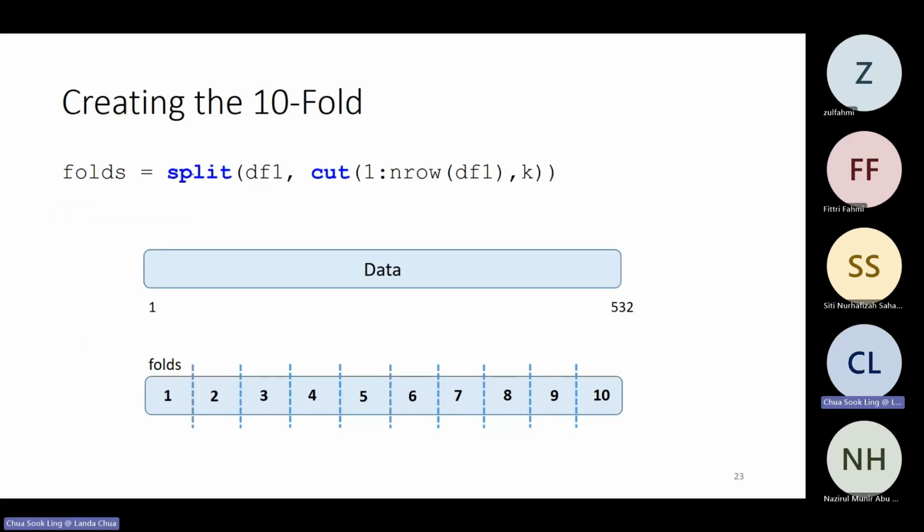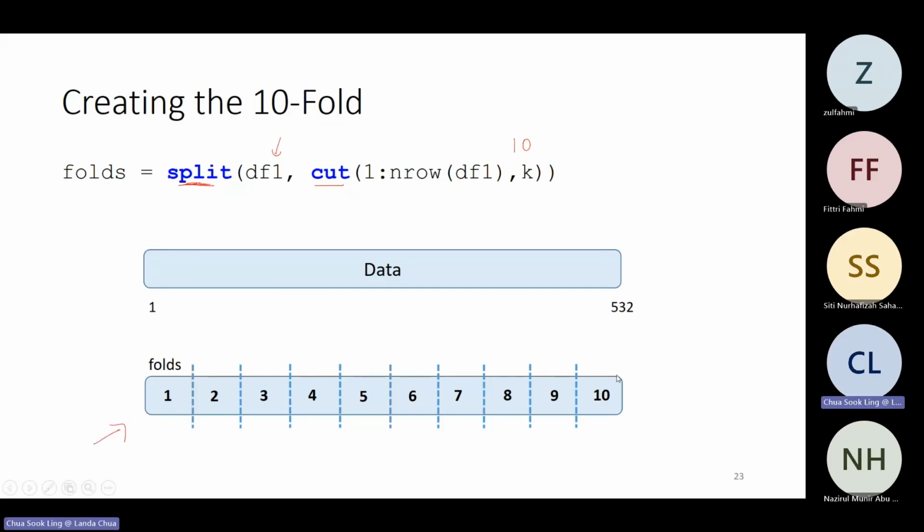Then after that, what happens now? I'm going to use the split function. Because I'm using decision tree, I'm just showing you decision tree. I'm going to use the DF1, the unnormalized one. This split is basically from the data, we are going to cut it according to 10-fold. That means the entire data that we have, cut it into 10 different folds, just like this diagram here.